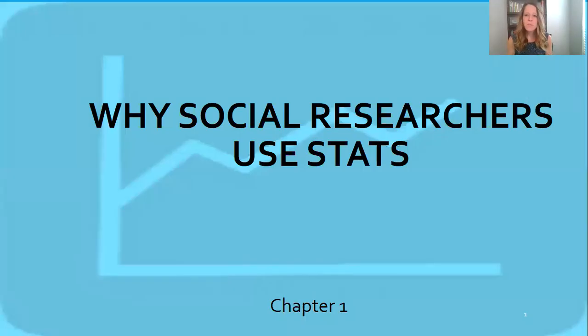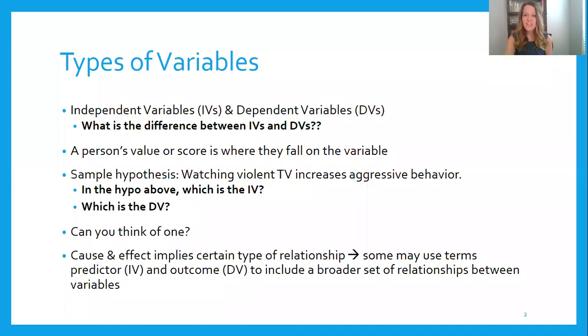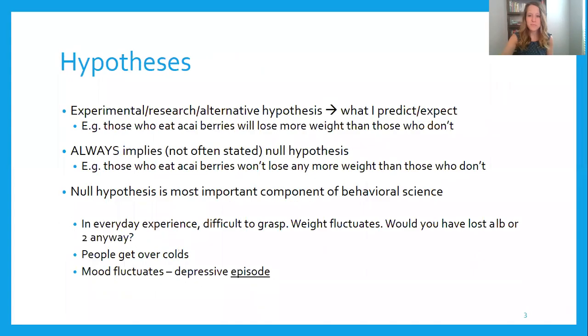Hi, this video will be a brief overview of the concepts covered in Chapter 1. Many of the concepts covered in Chapter 1 should be a review of the research methods course. In research methods, you discussed independent or predictor variables versus dependent or outcome variables, and hypotheses as statements regarding the relationships between independent and dependent variables.